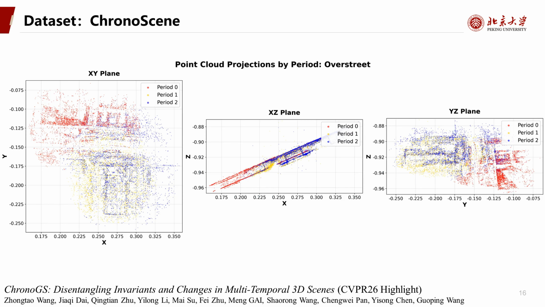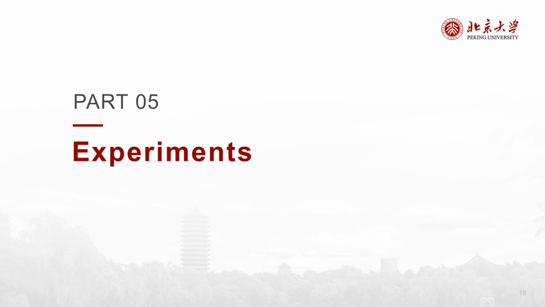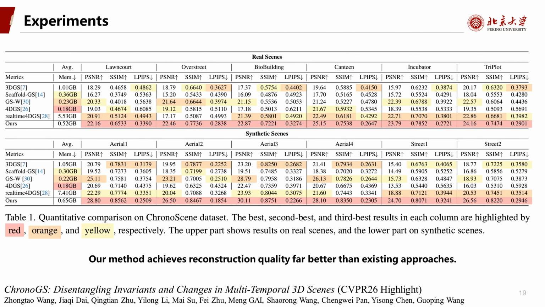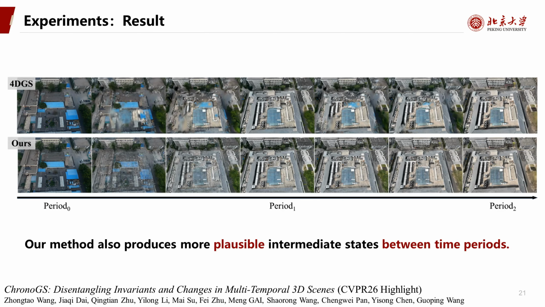Some examples from our real-world aerial captures across different years, and more examples showing the diversity in geometry within ChronoScene. Now to the experiments. Quantitatively, our method achieves reconstruction quality far better than existing approaches across every metric. Qualitatively, our renderings are sharper and stay consistent across periods, while baselines blur or hallucinate. Importantly, our method also produces more plausible intermediate states when interpolating between adjacent time periods, which baselines fail to do.